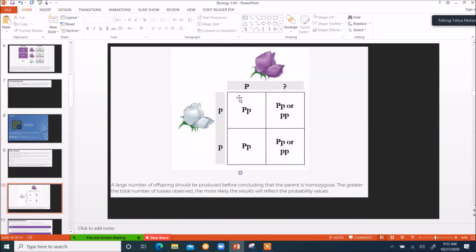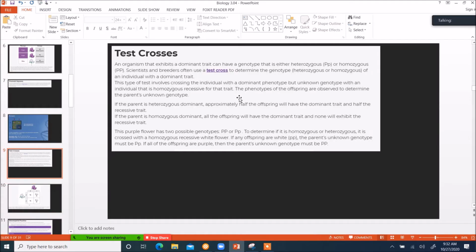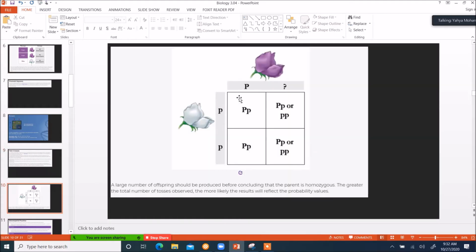Let's look at some examples. Let's go over to this picture here. Here's what they're saying: this parent over here, in the white, is one parent. Freya, tell me about this parent. Is this parent homozygous or heterozygous? And why do you say heterozygous?